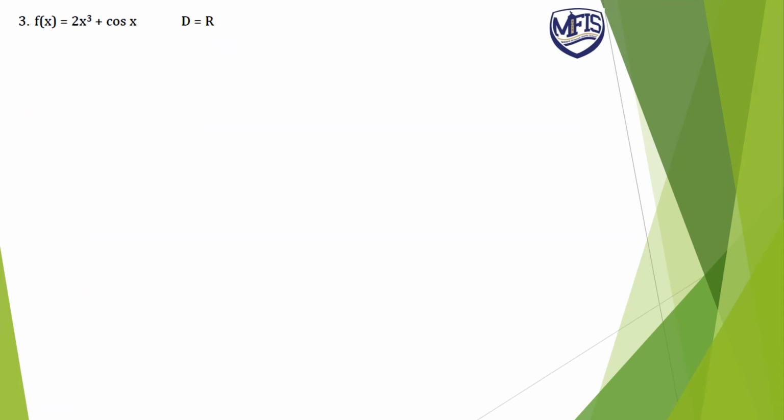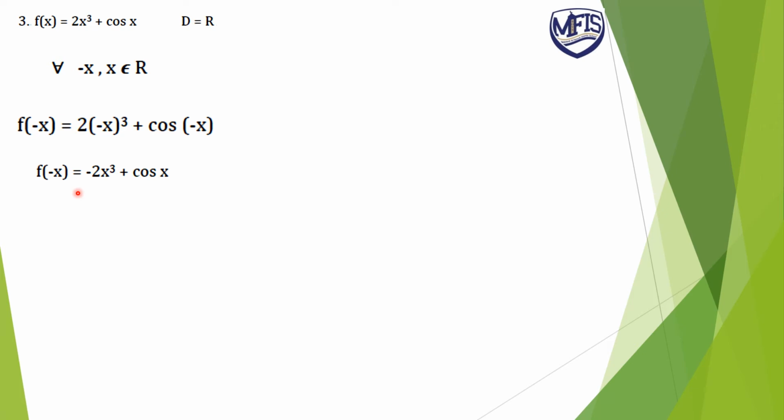Number 3: if f of x equals 2x power 3 plus cosine x, the domain according to this function is R. Why R? This is a polynomial function and this is a trigonometric function, so the domain equals R. Okay, we get f of negative x by substituting x with negative x, so f of negative x equals 2 multiply negative x all power 3 plus cosine negative x. The power is odd, so the negative stays the same, negative 2x power 3. And the cosine, as you know, we cancel the negative inside, the result equals cosine x. So the function is negative 2x power 3 plus cosine x.